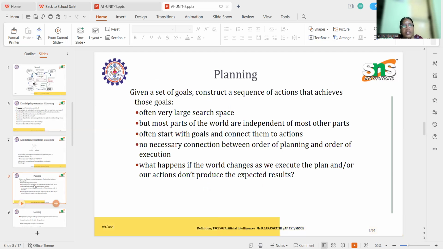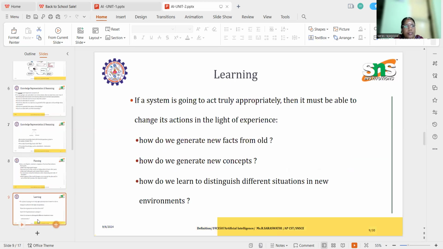Planning. Given a set of goals, we have to construct a sequence of actions that achieve the goals. That is often a very large search space, but most parts of the world are independent of most other parts. It starts with the goals and connects them to actions. There is no necessary connection between the order of planning and the order of execution. The world may change as we execute the plan, and our actions may not produce the expected results.